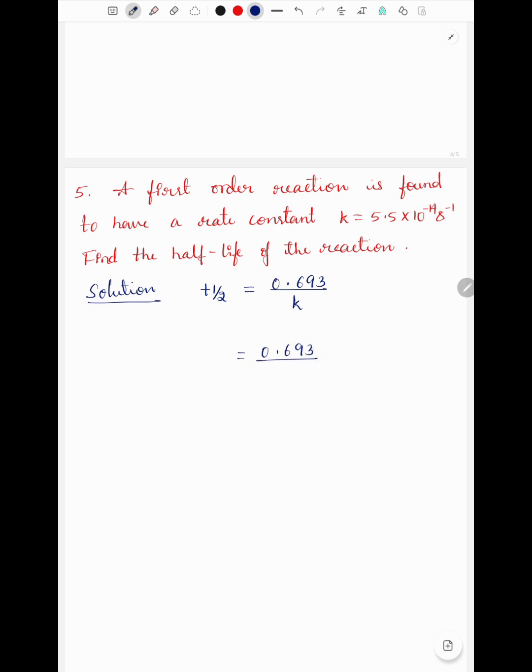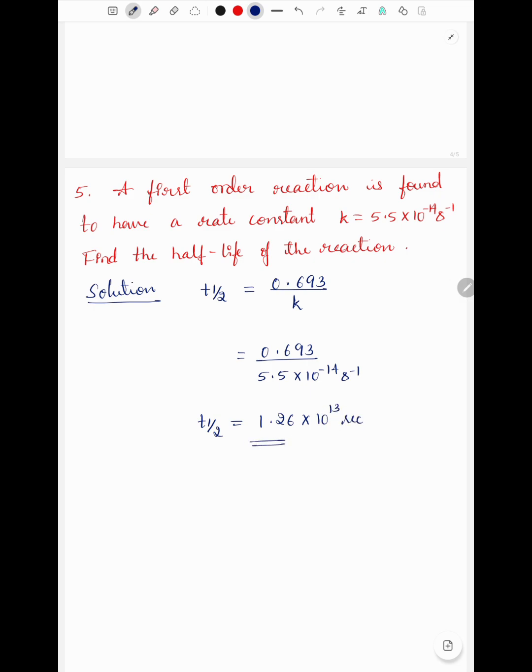0.693 divided by the K value, 5.5 into 10 power minus 14 per second. Once you do the calculation, the value of t half, or half-life, equals 1.26 into 10 power 13 seconds. This is the answer.